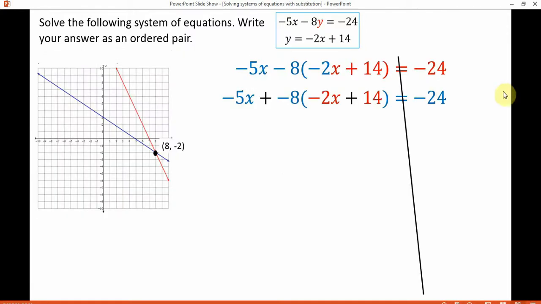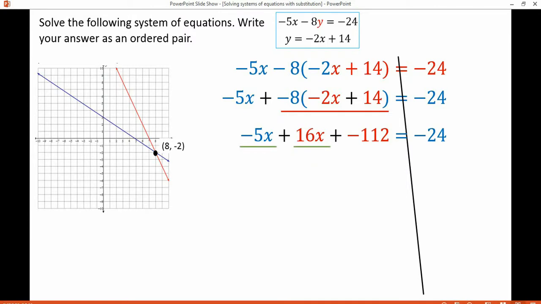Now I'm just going to solve for x. So here, from this step to this step, all I did was change my subtraction to plus negative. Now I'm just going to solve for x. First thing, got to take care of this set of parentheses. Carry down my negative 5x. Then negative 8 times negative 2 is positive 16x. Plus negative 8 times 14, which is going to be negative 112, is equal to negative 24.